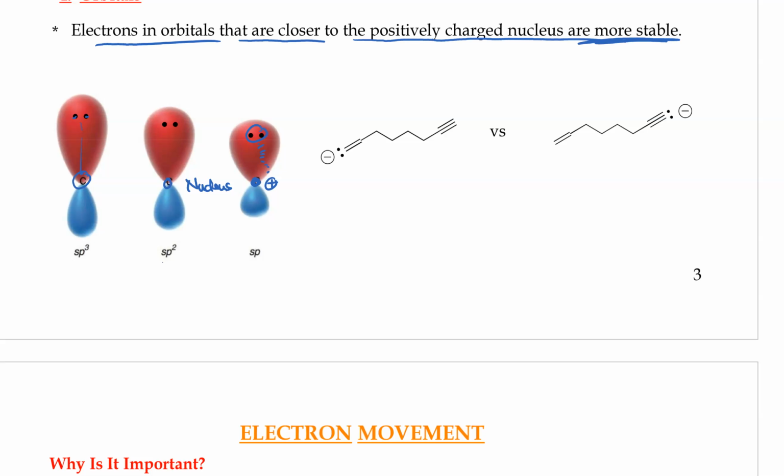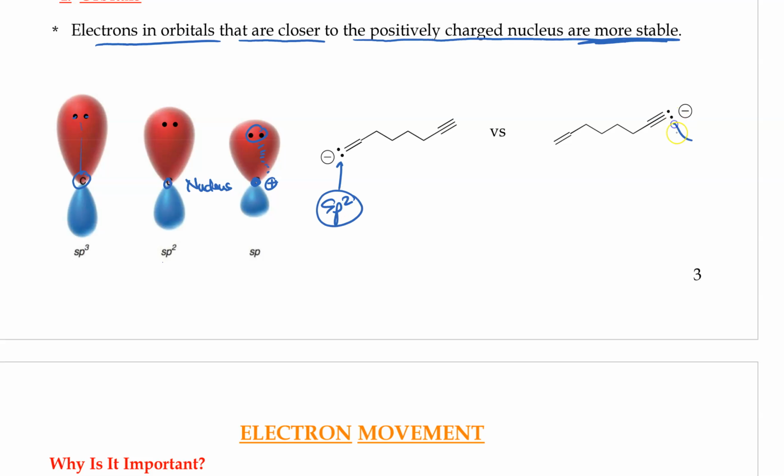So here's an example right here. In this case we have this molecule with the carbon being negative here, and the other molecule where the carbon is negative over here. We will then see that for this lone pair of electrons right here, the hybridization of this carbon is sp2, and the lone pair of electrons actually is located in an sp2 orbital.